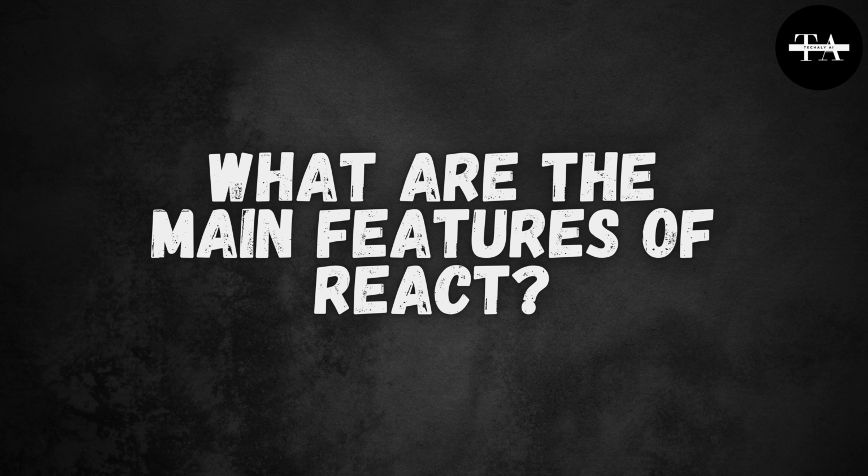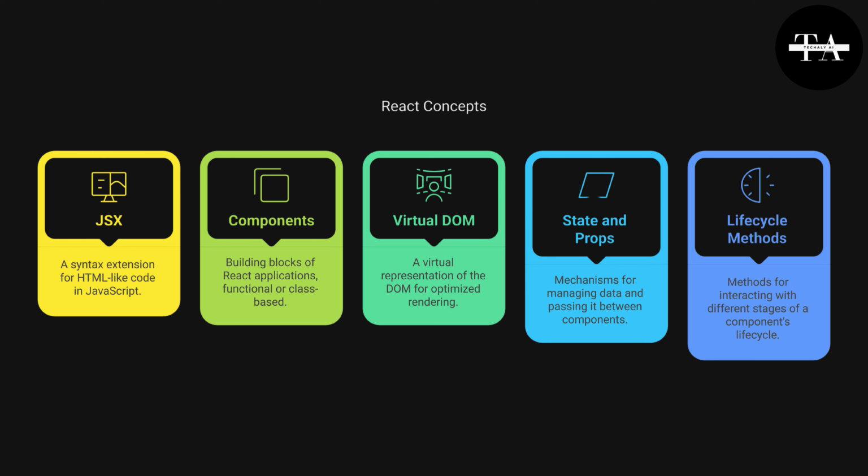What are the main features of React? Some of the main features of React include JSX, a syntax extension that allows writing HTML-like code within JavaScript. Components. React applications are built using components, which can be functional or class-based. Virtual DOM. React uses a virtual representation of the DOM to optimize rendering and improve performance.